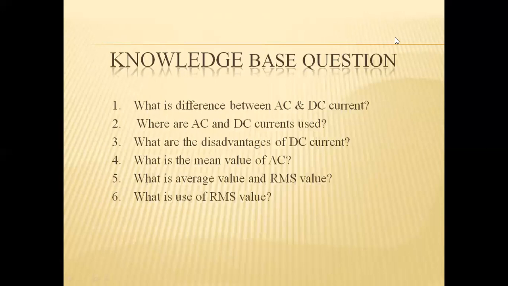Some knowledge based questions of this chapter. Number one, what is the difference between AC and DC current, and where are AC and DC current used? What are the disadvantages of DC current? What is the mean value of AC current? What is the average value and RMS value? And what is the use of RMS value?